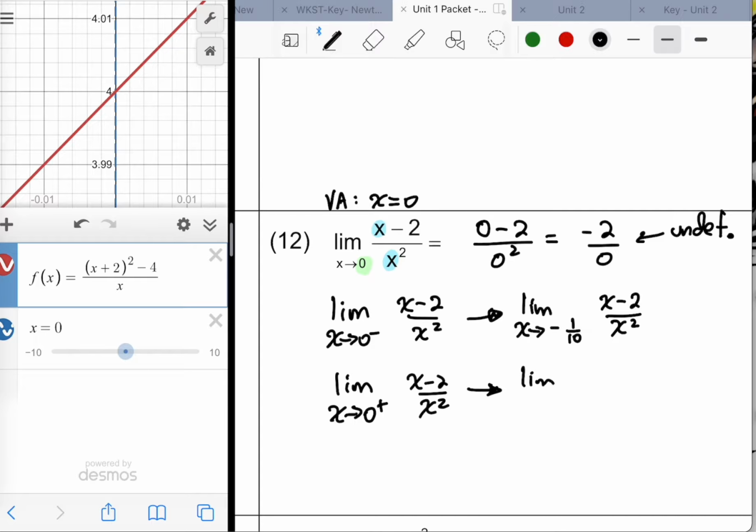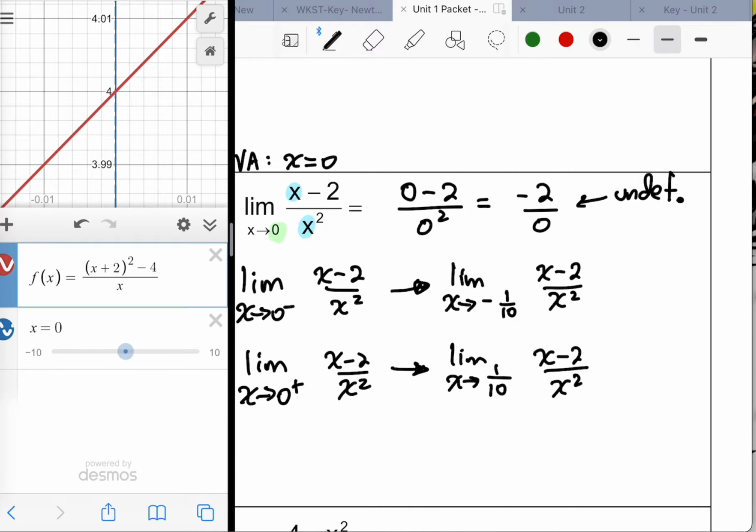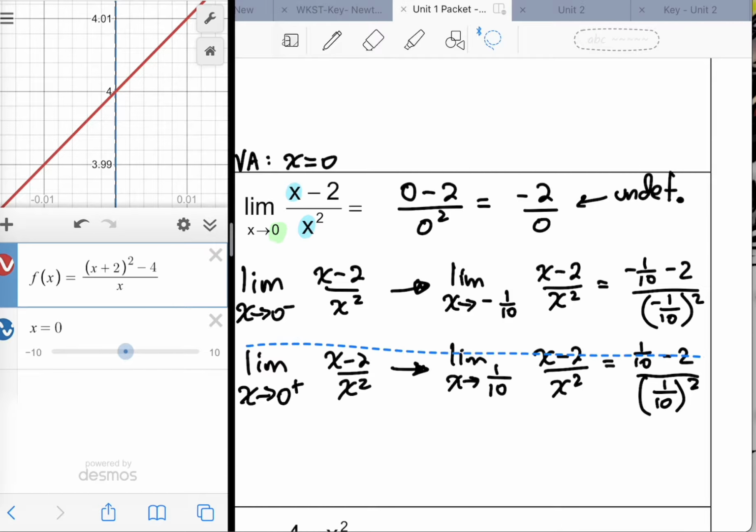And then do the same thing on the right side, except with a positive 1/10. Try to pick something convenient. All right. So if I take a negative 1/10, negative 1/10 minus 2 over negative 1/10 squared, and positive 1/10 minus 2 over positive 1/10 squared. I'm just gonna smidge this down, oops.